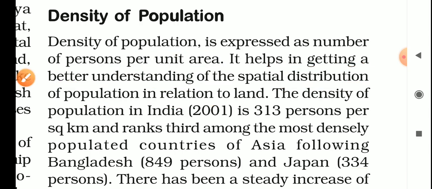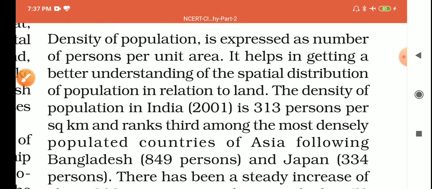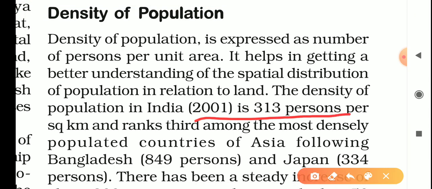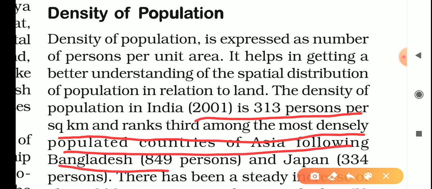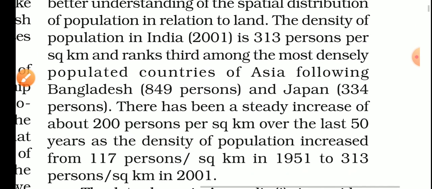Okay, the density of population in India in 2001 is 313 persons per square kilometer, ranked third among the most densely populated countries of Asia, following Bangladesh with 849 persons and Japan with 334 persons. Now this is old data, so the present data is 382. Okay, this is the present data according to the 2011 census.